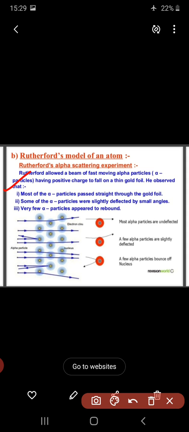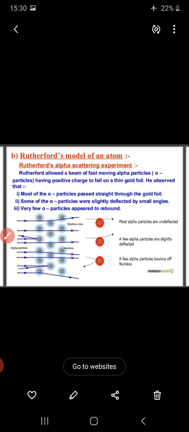This is all about the Rutherford model. These are the gold atoms, and these are the alpha particles allowed to move through the gold foil. Some of the alpha particles are moving straight. Some of the alpha particles are deflected, moving in a different direction. Some of the alpha particles are reflected, moving backward.